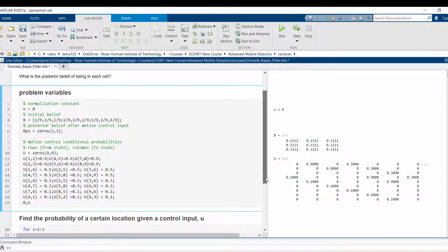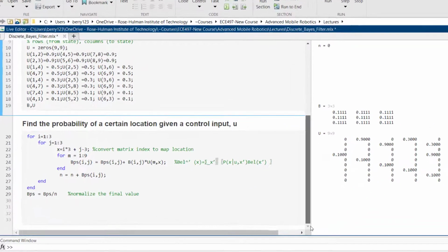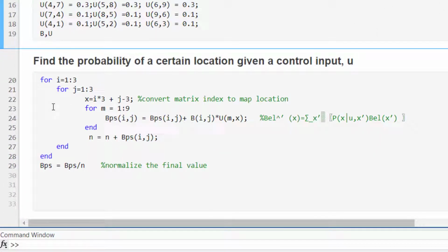In the next section, I'm going to implement the pseudocode that was in the lecture. In this section, I'm now going to find the posterior belief that a robot is located in a certain cell in the world after being given the motion control as an input. So for i equals 1 to 3, for j equals 1 to 3, x equals i times 3 plus j minus 3, which converts that matrix into an index on our map location. For example, if this is 1 comma 1, that becomes x1. Or if it's 3 comma 3, this becomes a 9.